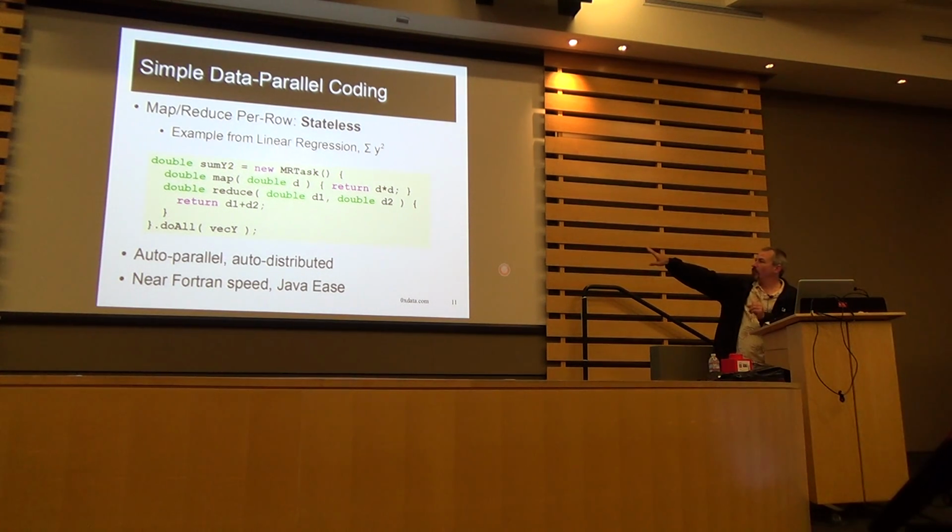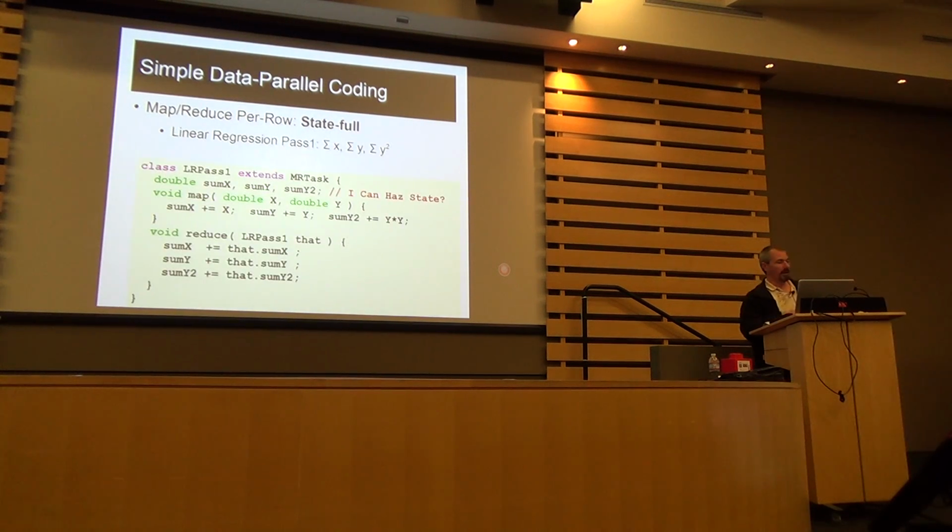In this case, I'm going to pull my data out of some vector. At the bottom I say do all. I hand it a vector, I get a double out, and I do something with it. In this case I square it and return it, and the reduce takes pairs of those and returns the sum. What will happen here is these lines of code will give me the sum of squares distributed across the cluster for just a handful of lines of code. So it's pretty straightforward to get this.